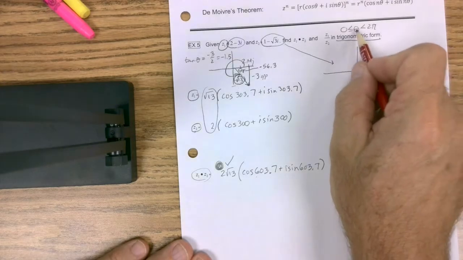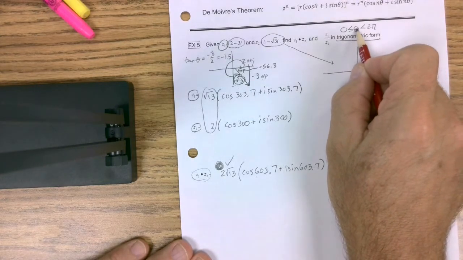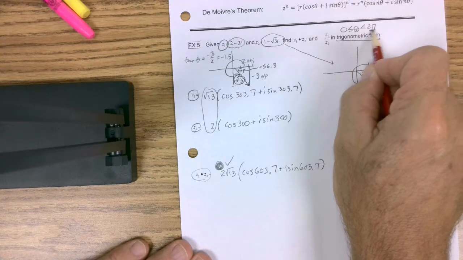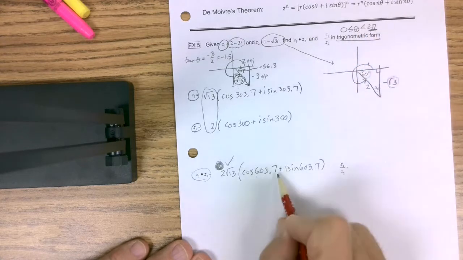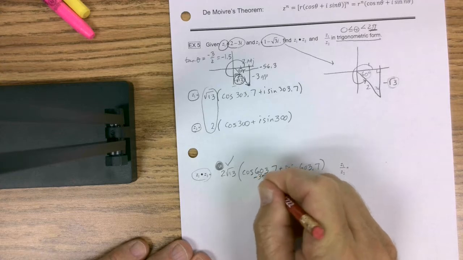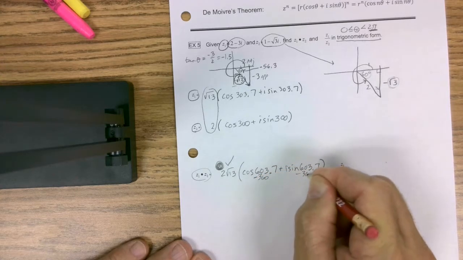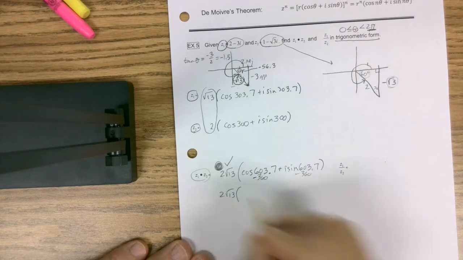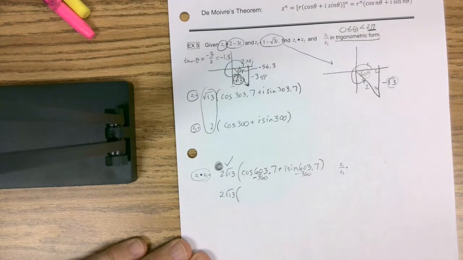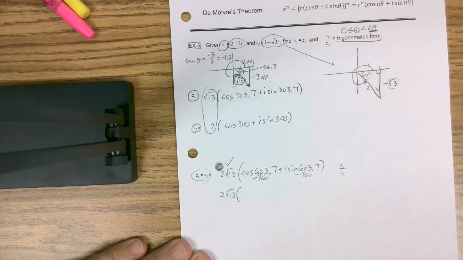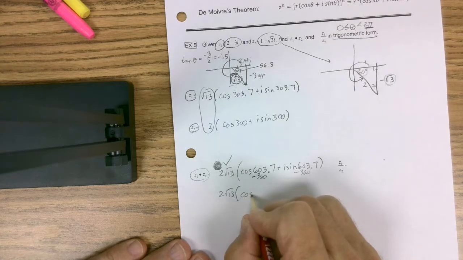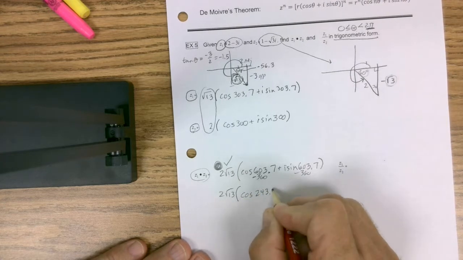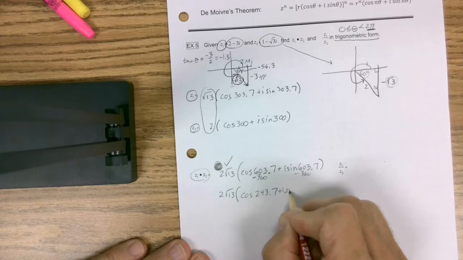Because you got to remember this little rule. This cannot be greater than 360. Well, how do I do this? I'm going to subtract 360. I don't need to do it twice, but I'm just demonstrating that you need to do it for both of them. So I don't want to screw this up. 603.7 minus 360, 243.7. Cosine of 243.7 plus i sine 243.7.